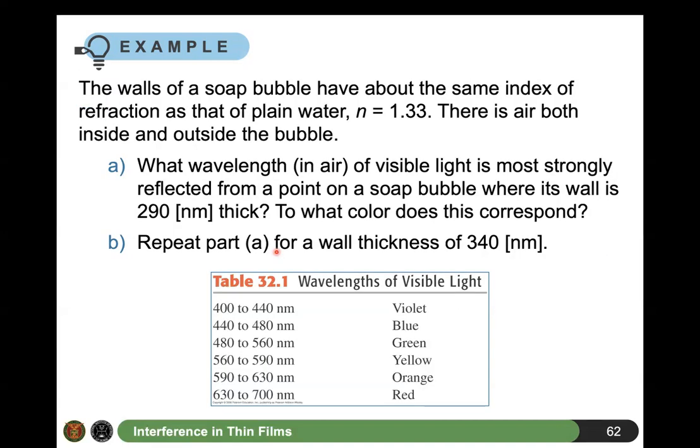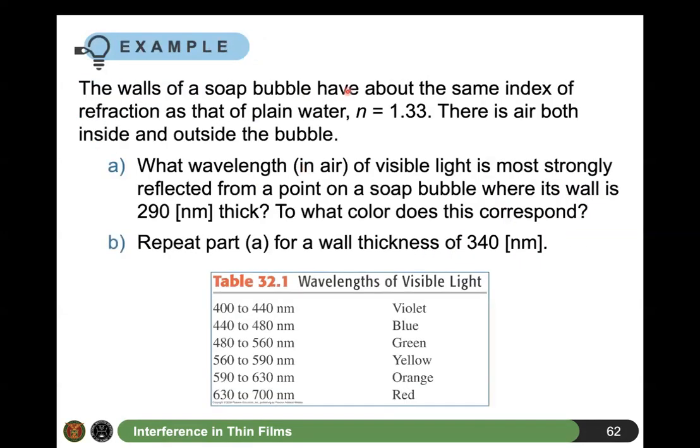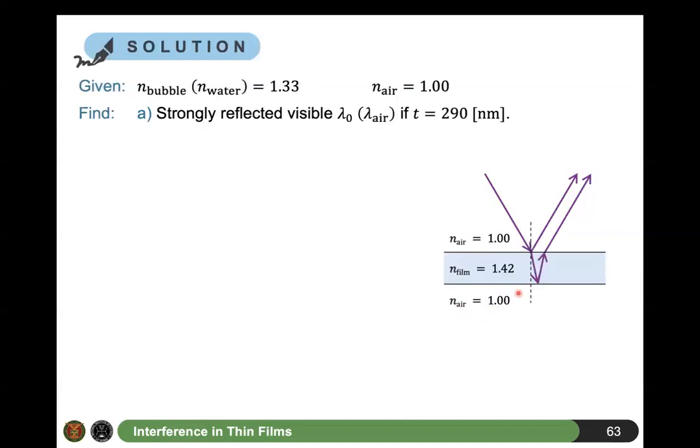So again, reading comprehension, N ng air is 1, ito yung source. N ng film is 1.33, okay? And then N ng surface is again air, which is again 1. So ito yung diagram natin. So source natin nasa labas, yung film is yung soap bubble, right? And then sa loob niya, air din. So air din yung surface sa loob. So 1 ulit.